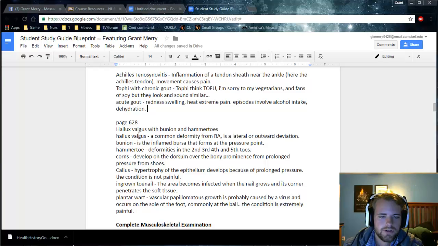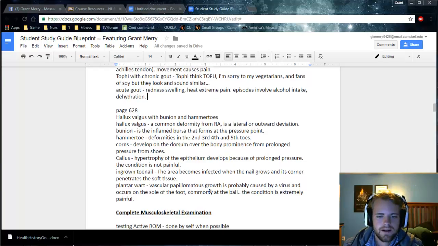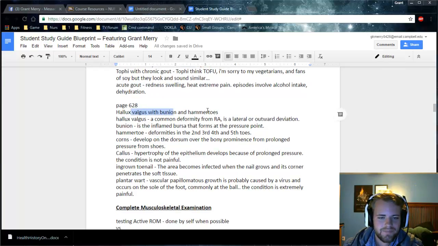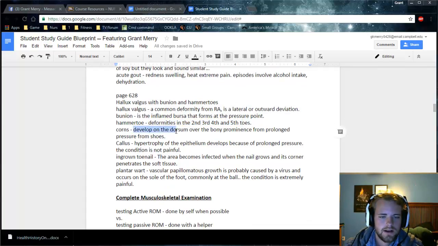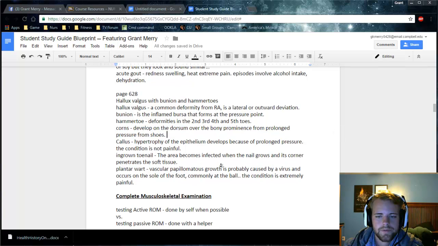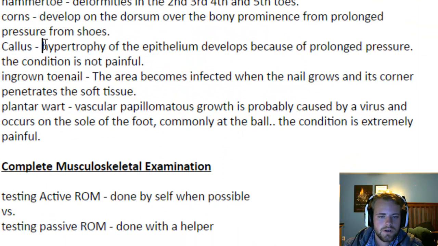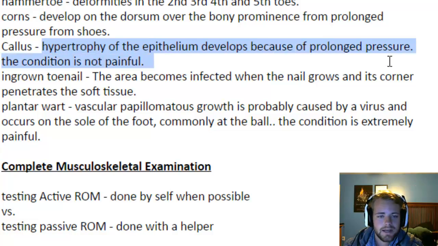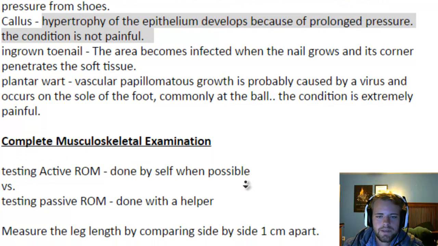Page 628, hallux valgus with bunion and hammer toes. Hallux valgus, from RA. Hammer toe deformities in the second, third, fourth and fifth toes. Corns develop on the dorsum over the bony protuberance from prolonged pressure from shoes. Callus is hypertrophy of the epithelium that develops because of prolonged pressure. The condition is not painful and is common with runners, bodybuilders, whatever.